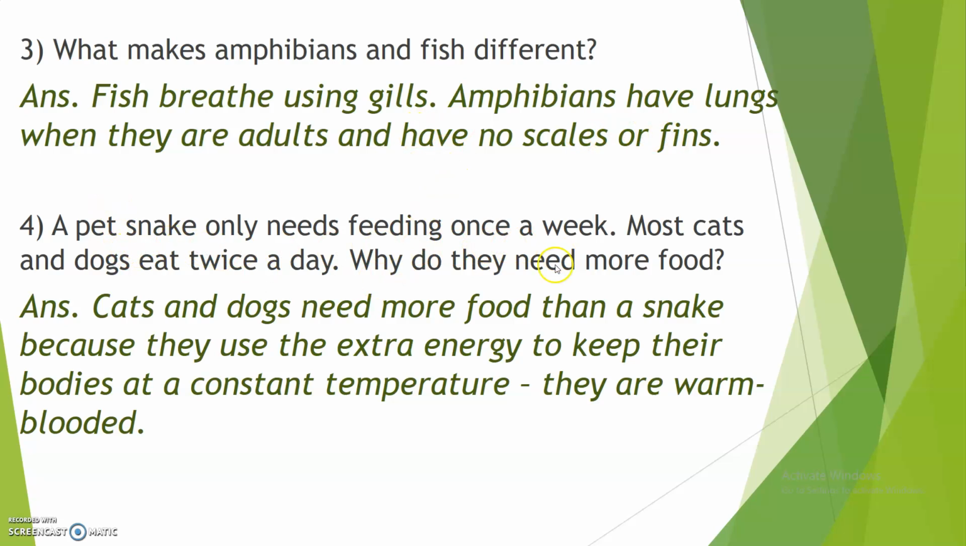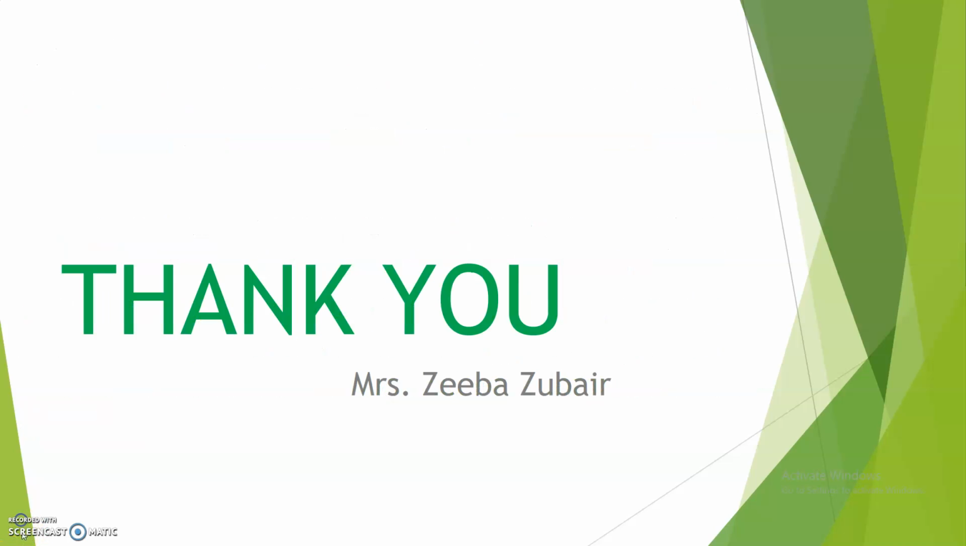Now this question's answer: cats and dogs need more food than a snake because they use extra energy to keep their bodies at a constant temperature. They are warm-blooded. We will discuss more about warm blood and cold blood in the next class. So this is all about today. You just have to study the different classification of vertebrates, the five major groups.